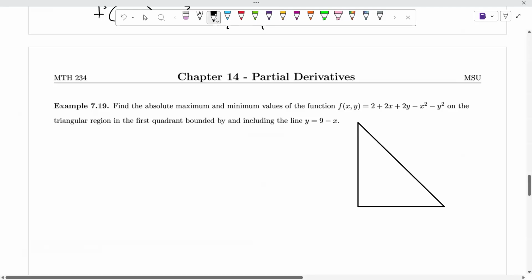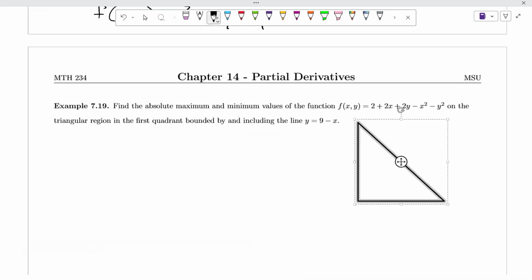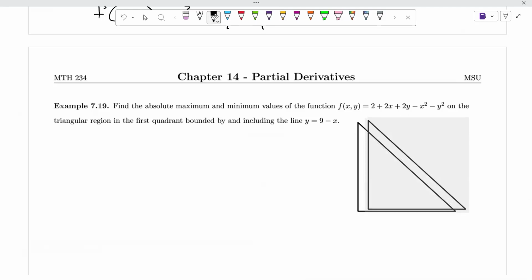I want it to be equal. Nope, isosceles. So maybe let's make it a little bigger, a little bigger. Okay, cool. We'll put it there.